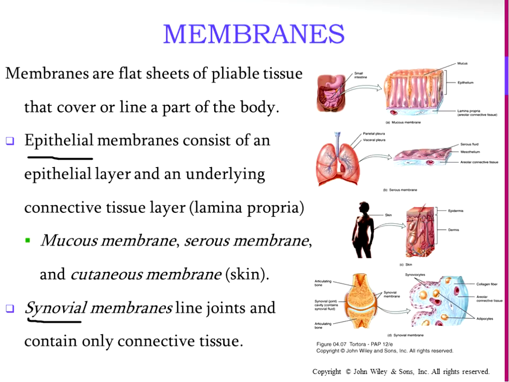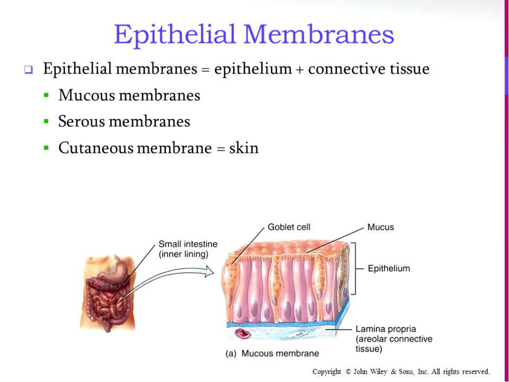Epithelial membranes consist of an epithelial layer and an underlying connective tissue layer that's called the lamina propria. This type of membrane, epithelial membranes, includes mucous membranes, serous membranes, and cutaneous membranes. And then synovial membranes are different because they're only made out of connective tissue. They are not epithelial tissue, and they just line joints. So, again, this is what we just discussed.